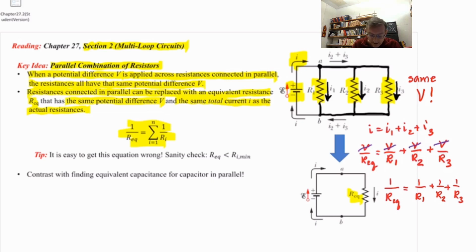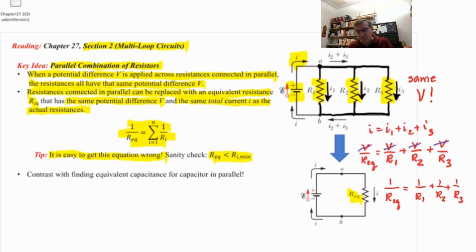Tip: it is easy to get this equation wrong. Mainly, most people, after they add up the 1 over Ri's and get a total for the sum of the 1 over Ri's, they forget to invert that one last time. So your sanity check, which will often help you if you've made a mistake, is to do this. Once you get the R equivalent, check that it is smaller than the smallest of the individual resistances you started with. If that's not true, you know your Req is wrong.